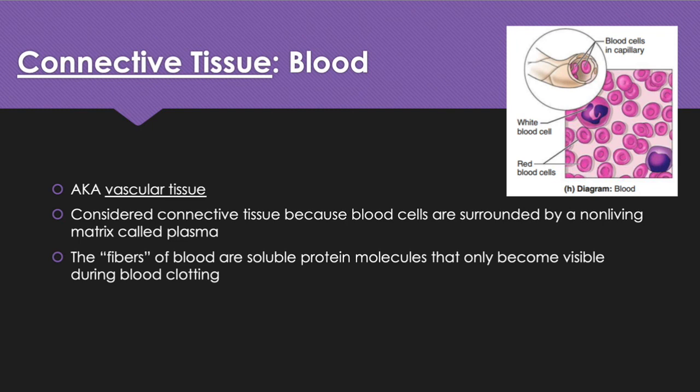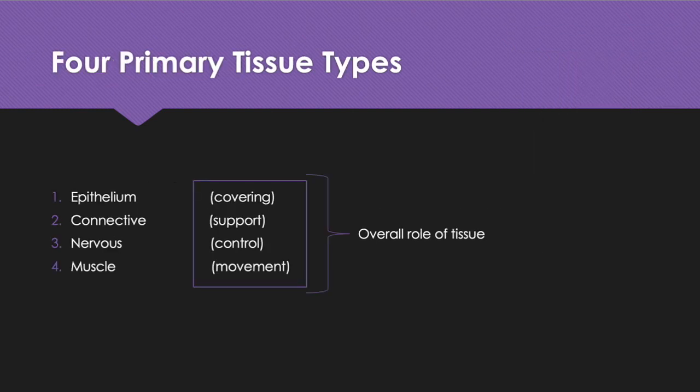The fibers of blood are going to only really be present when there's blood clotting, so they'll kind of form as your blood needs to clot. So now we have talked about epithelial and connective tissues, and tomorrow we will focus on nervous and muscular tissues.